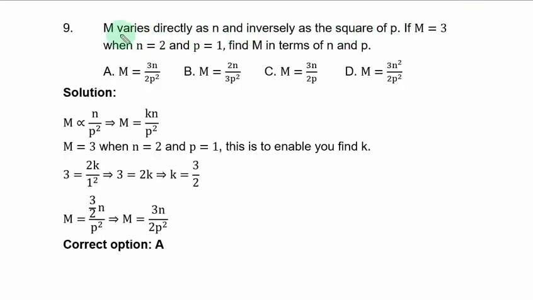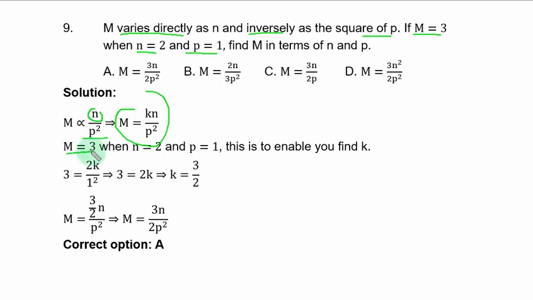Question 9. M varies directly as n and inversely as the square of p. If m is equal to 3, when n is equal to 2 and p is equal to 1, find m in terms of n and p. Solution: m varies directly as n, that is the numerator, and inversely as the square of p, that is the denominator. This implies that m is equal to kn over p squared. In variation, you always do away with the symbol of variation. As you are doing that, you introduce equality sign and the constant of variation, multiplying the terms in the right hand side. This is what you have here.